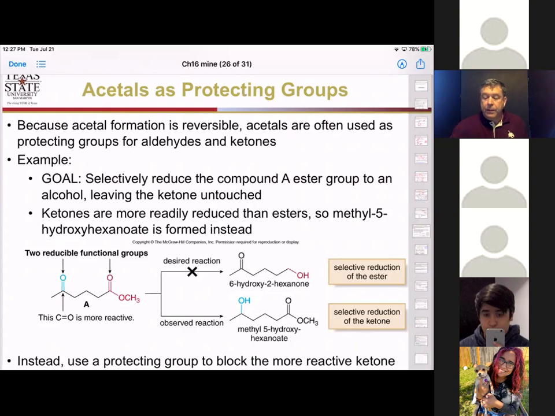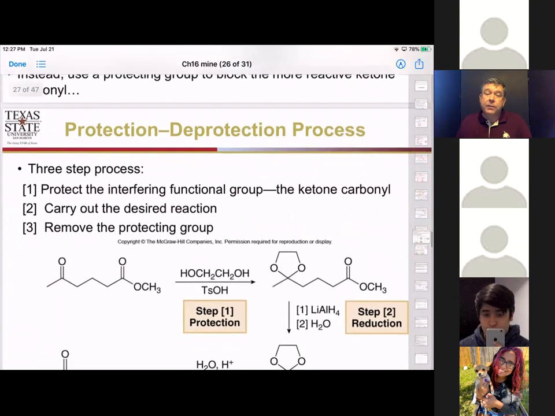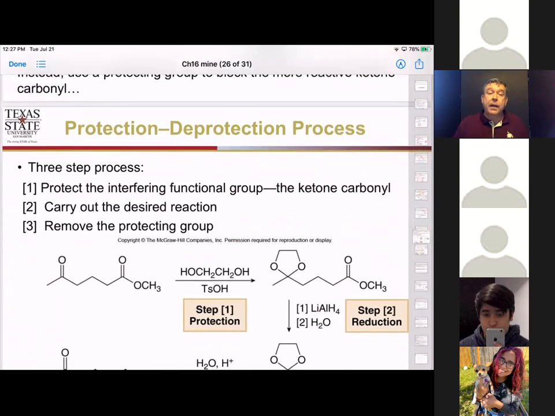Okay. The way we do that is we would use an acetal. Specifically, most of the time we're going to see it used in synthesis is going to be in a cyclic acetal. All right, so with all protection, deprotection processes, there are 3 steps. We have to protect the functional group we don't want to react. We have to carry out the desired reaction on the other functional group. And then we have to remove that protecting group to regenerate our original functional group.